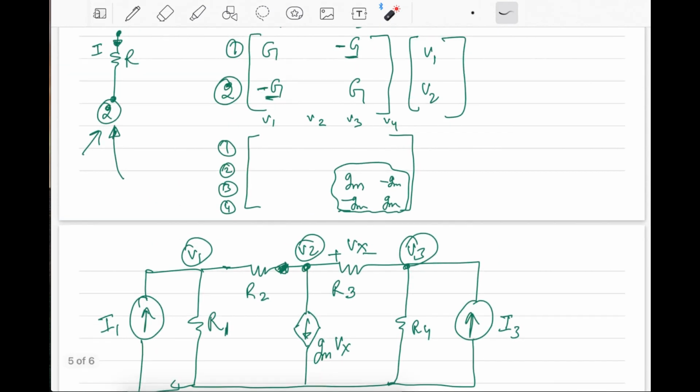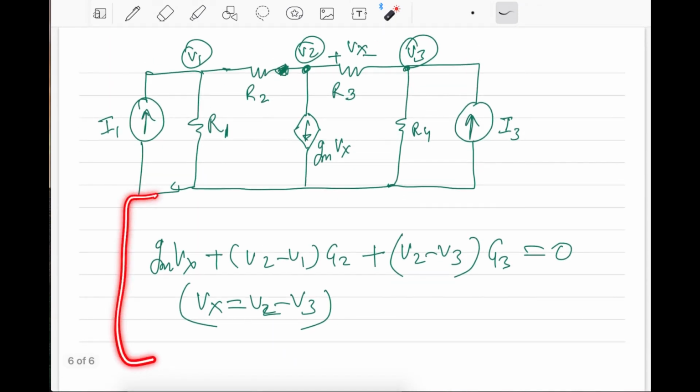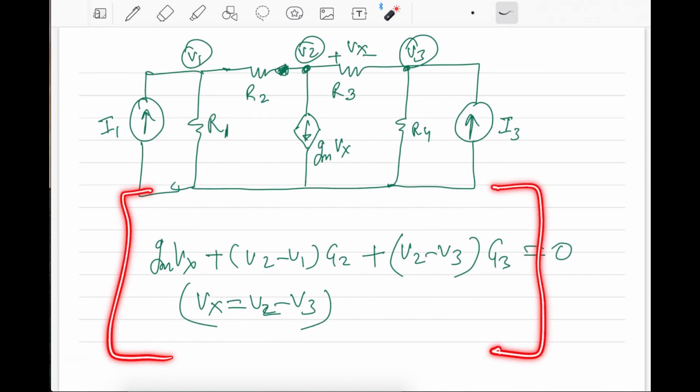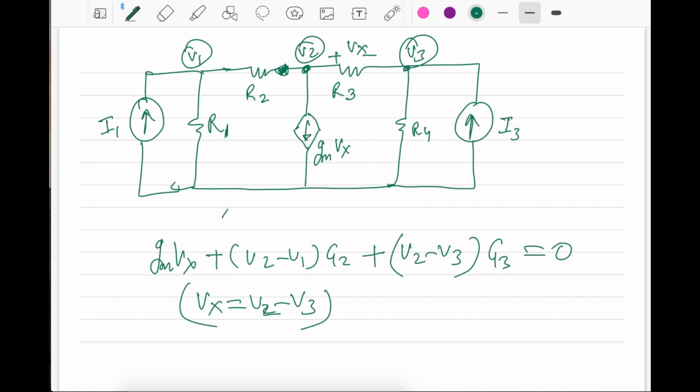That is what I am trying to point out here. So calculate the conductance matrix and check whether it is symmetric or not. It is a small question for you that we will discuss in the next class.